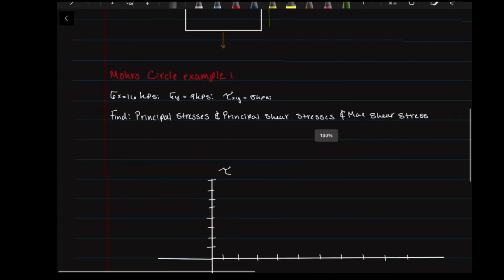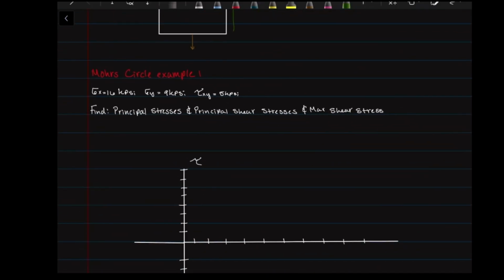So let's read this question that I created. Another great question. Mohr circle example 1. We're given sigma x is 16 kpsi, sigma y is 9 kpsi, and tau xy is 5 kpsi. These are great numbers. I like these numbers. They shouldn't be hard to deal with. And it's telling us find the principal stresses and the principal shear stresses and the max shear stress. This sounds like a lot of work, but let me tell you, this is real easy.